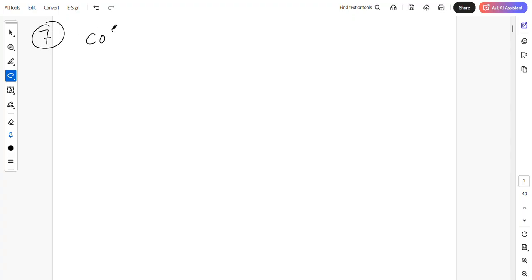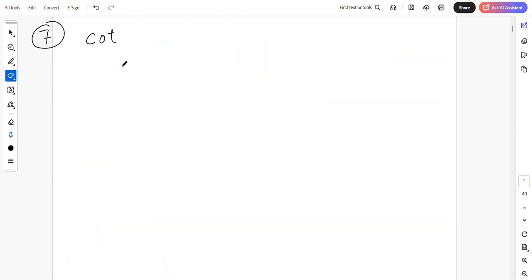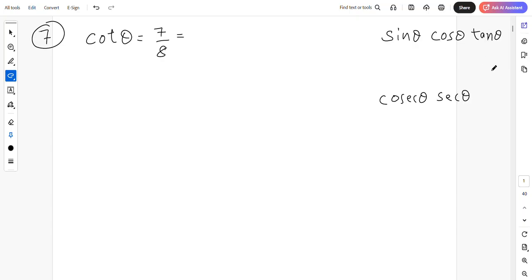What is given? Cot theta is given. Cot theta is equal to 7 by 8. What is cot theta? We know very clearly, I have told you already. This is sin theta, cos theta, tan theta, and the reciprocal of sin theta is cosecant theta. Reciprocal of cos theta is secant theta, and reciprocal of tan theta is cot theta. Okay, I have told you how to remember this.